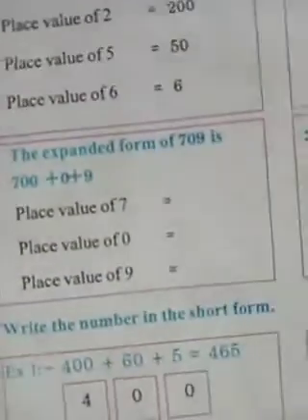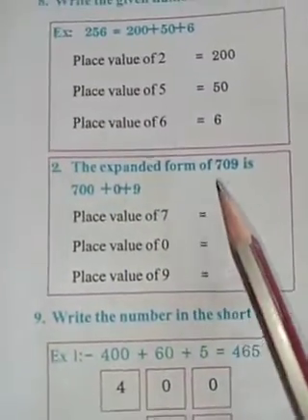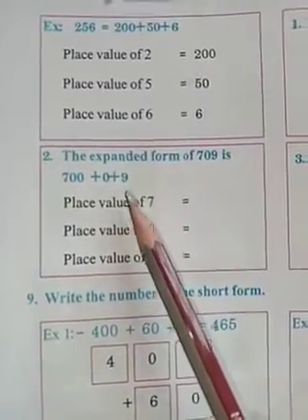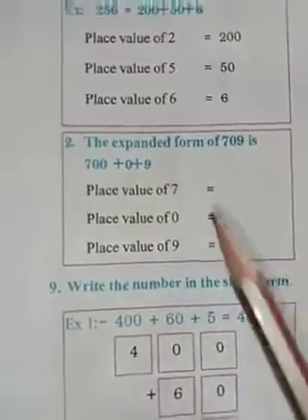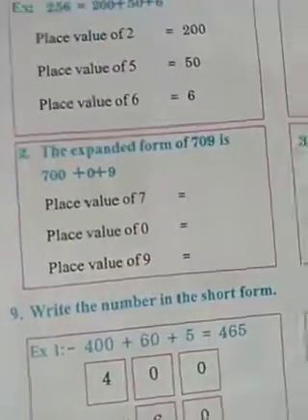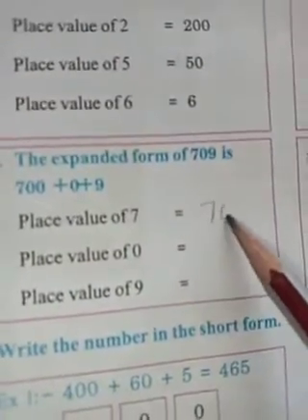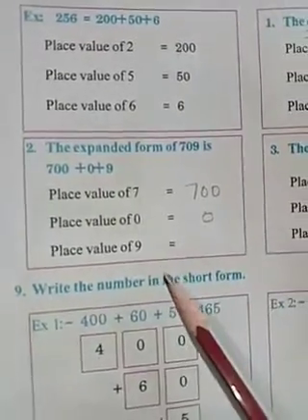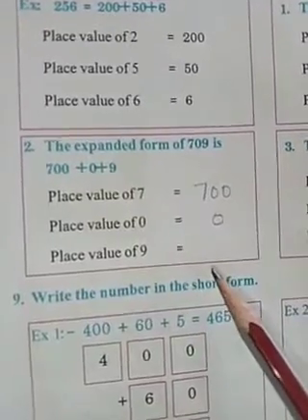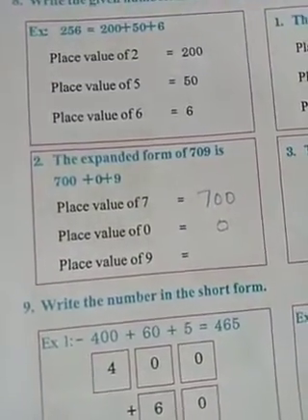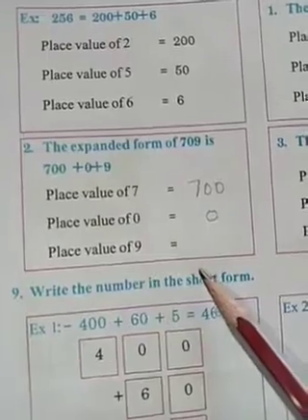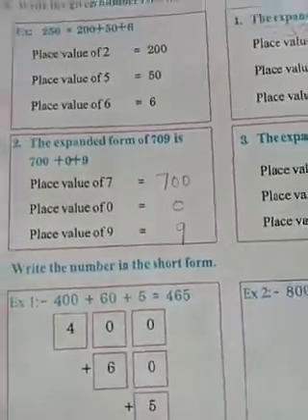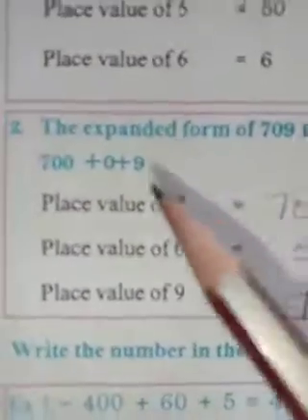Next. The expanded form of 709 is 700 plus 0 plus 9. So place value of 7, 700. Place value of 0, 0. Place value of 9, 9. Do you understand? Here the expanded form is already given.